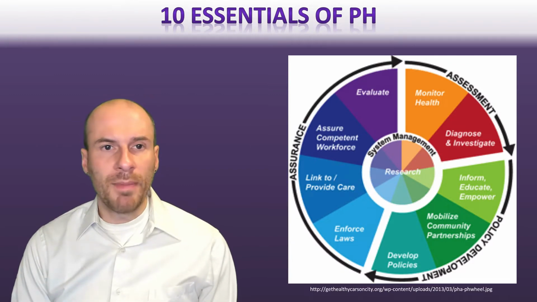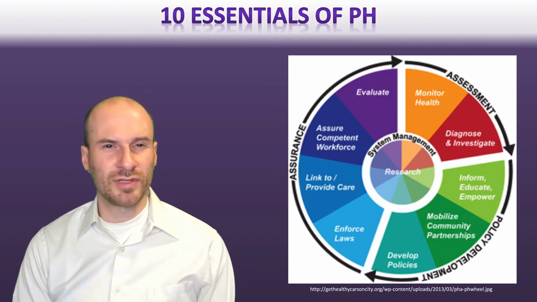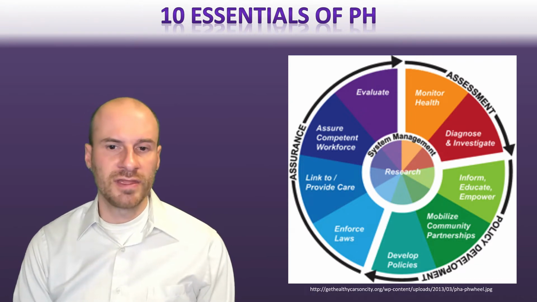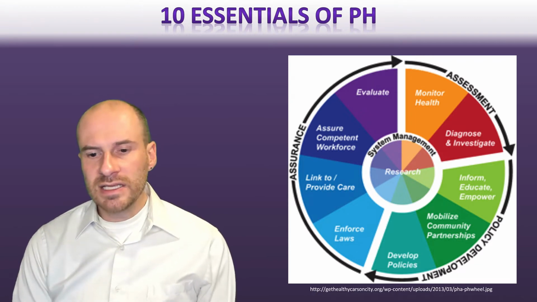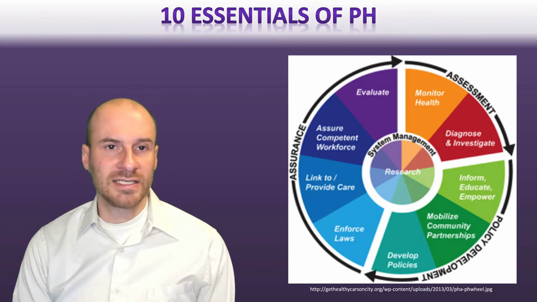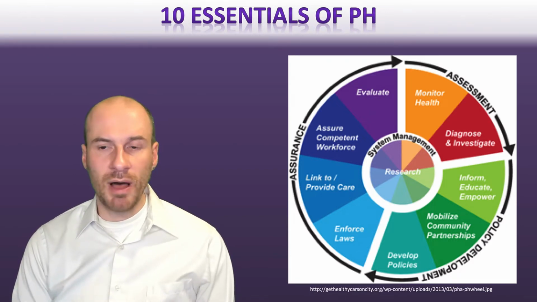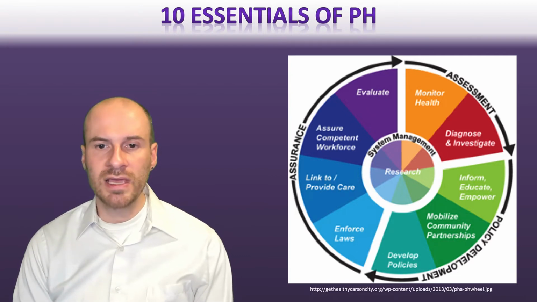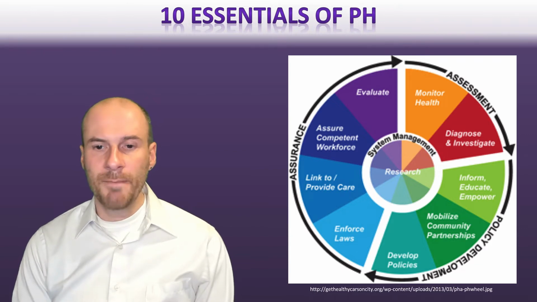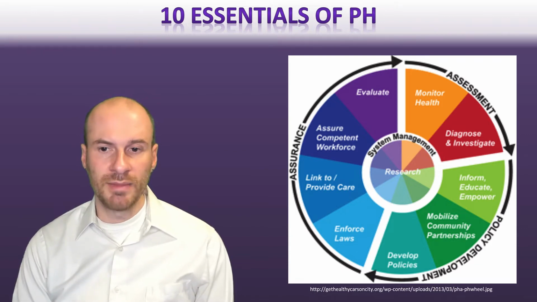Now, when we think about public health, sometimes it's helpful to have a little bit more of a concrete idea of the different elements to this. And the CDC has put together the 10 essentials of public health. There are three things on the outside with the arrows. That's the assessment, policy development, and assurance elements to public health.